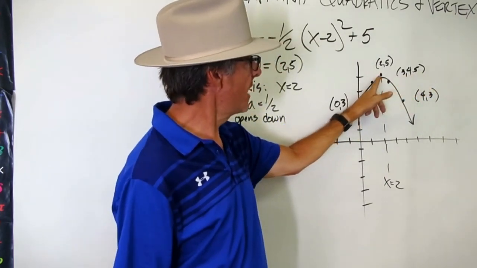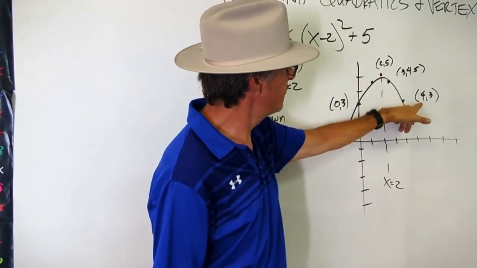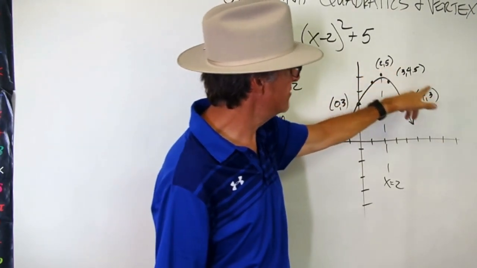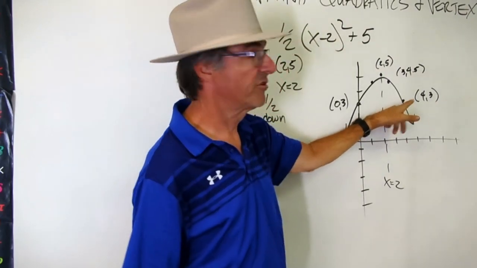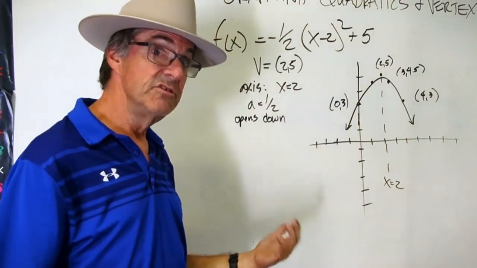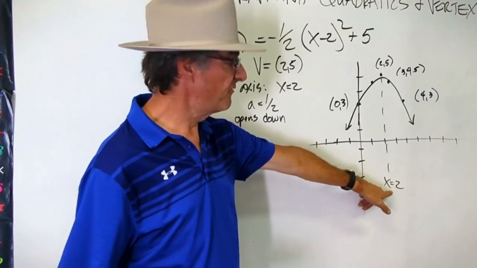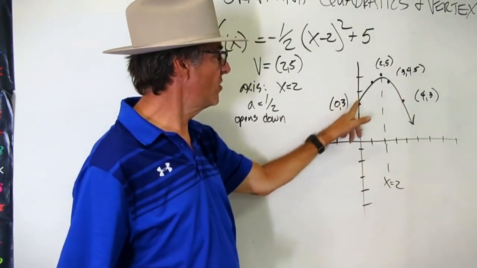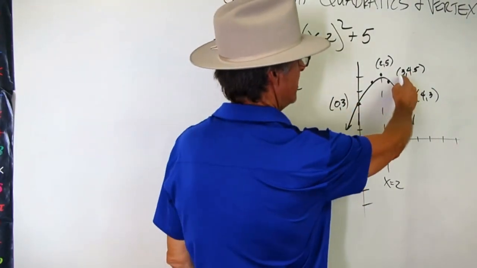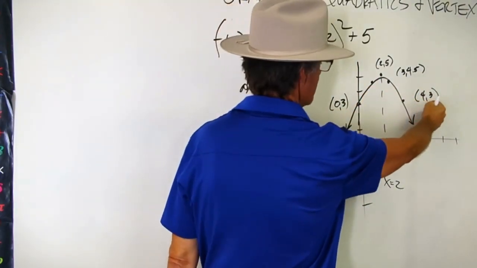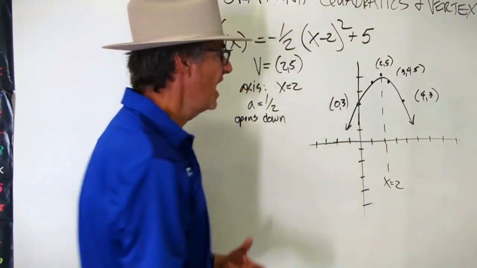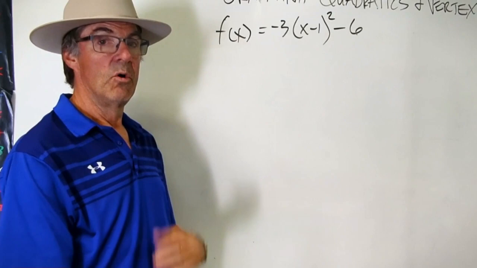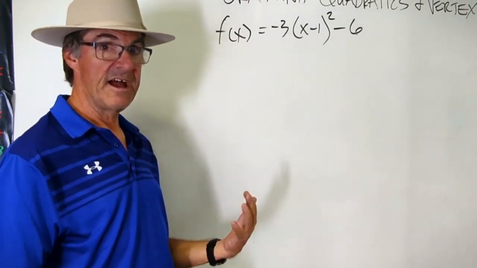And then my next point, I'm going to go over 2, so that's from 2 to 4, and I'm going to go down, not 4, what I would normally do, I'm just going to go down 2. So my next point is 4, 3. Now, if I want to use my reflection, I can reflect these 2 points right across the axis of symmetry. I don't have to think so hard about these 2 points. So this one's going to reflect there, and then the 4, 3 is going to reflect to 0, 3. I have 5 points, sketch in my parabola. There you go.